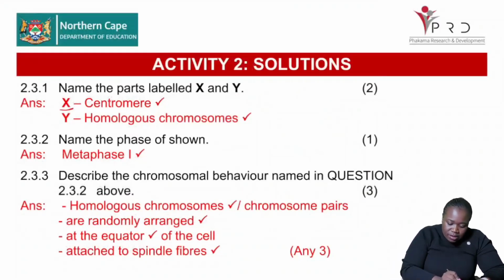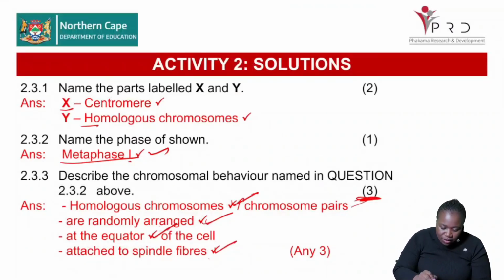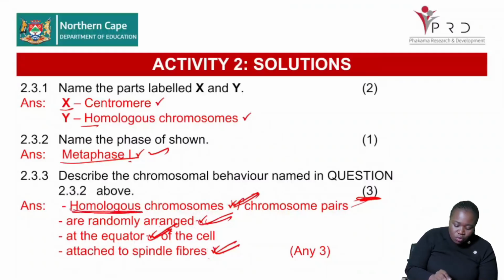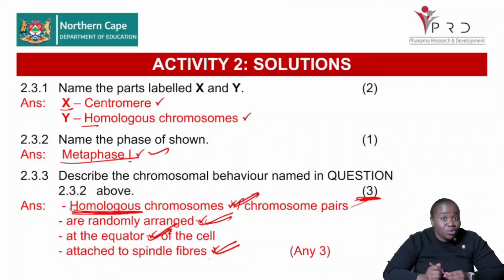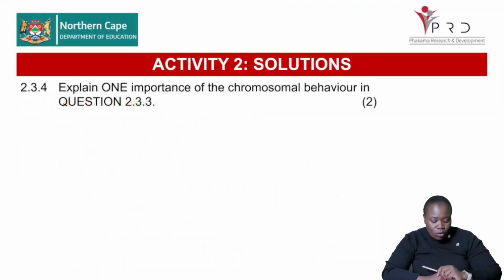Okay, so there we have our centromere and homologous chromosomes. We have metaphase, and then the behavior, what happens during metaphase I. Homologous chromosomes are randomly arranged at the equator, and they are attached to spindle fibers. So any of these can give you those 3 marks that were asked. So you should be able to give all of this. Chromosomes randomly arranged at the equator, and they are attached to spindle fibers. You don't just say chromosomes, you say homologous chromosomes. If you do not say homologous, it means you are talking about metaphase II. So make sure that you mention that it is homologous chromosomes.